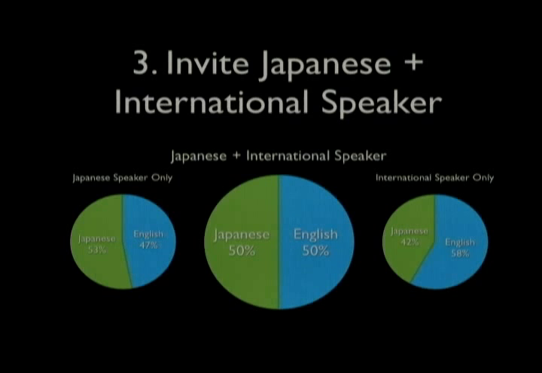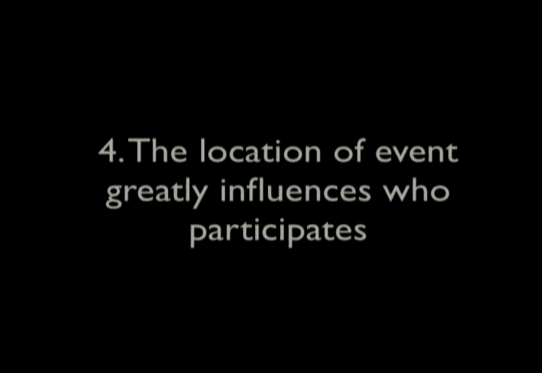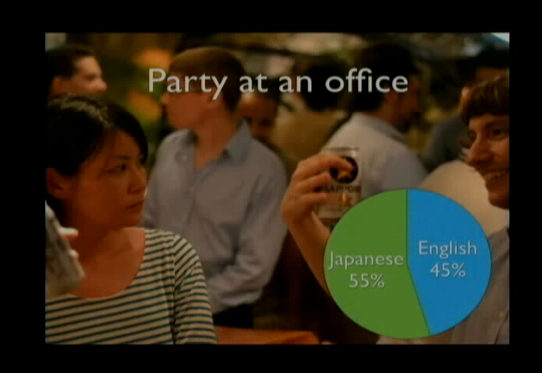Through my event, I've tried different formats, but I found if you have one Japanese speaker and one international speaker, you tend to get the best mix of participants there. And I found that one thing that greatly influences who participates is where you hold it. One time I had this idea, let's have a party in Yoyogi Park. This idea was a lot more popular with the international audience than the Japanese. But when I had a very similar party at an office, I had a much more balanced attendance.